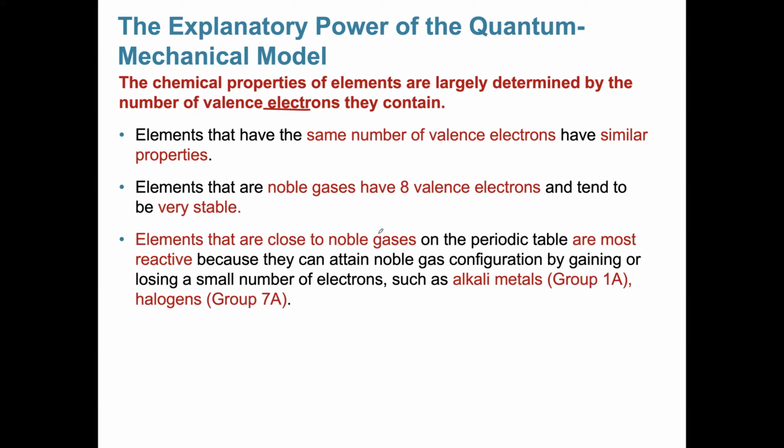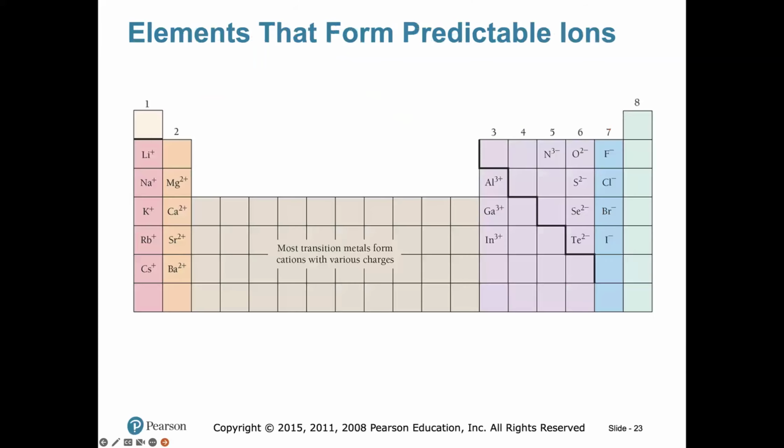And they are very close to the noble gases, so they can attain the noble gas configuration by just gaining or losing one or two electrons. That's why they are very active. So for the alkali metals and halogens, for example, alkali metals tend to lose one electron to form the exact same noble gas configuration, which makes them very active.